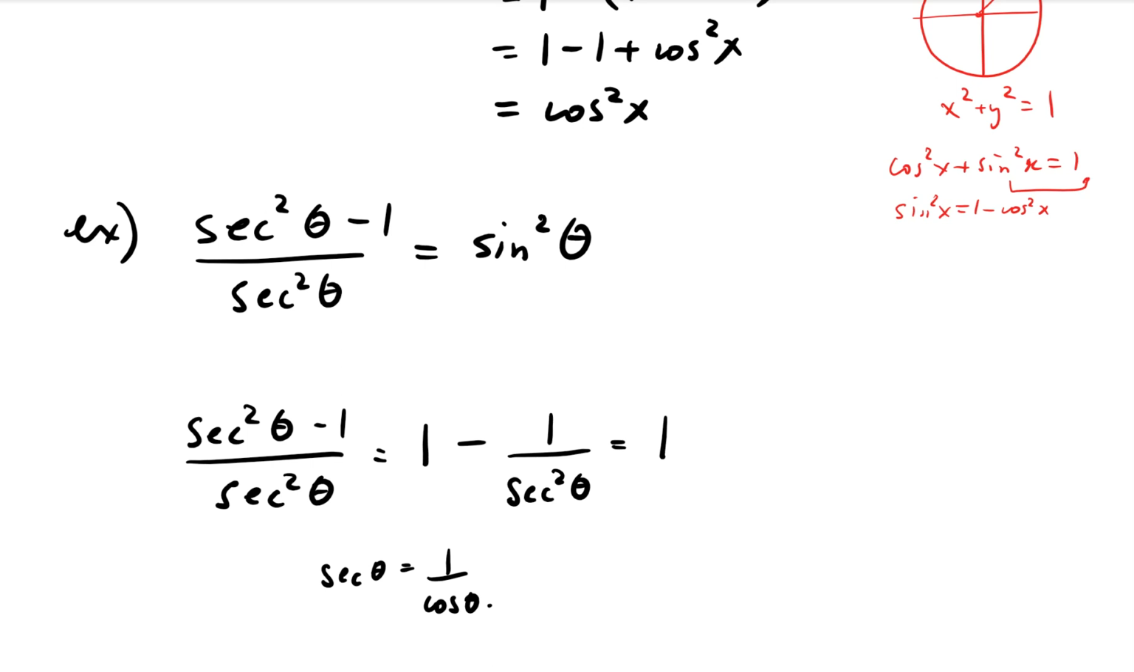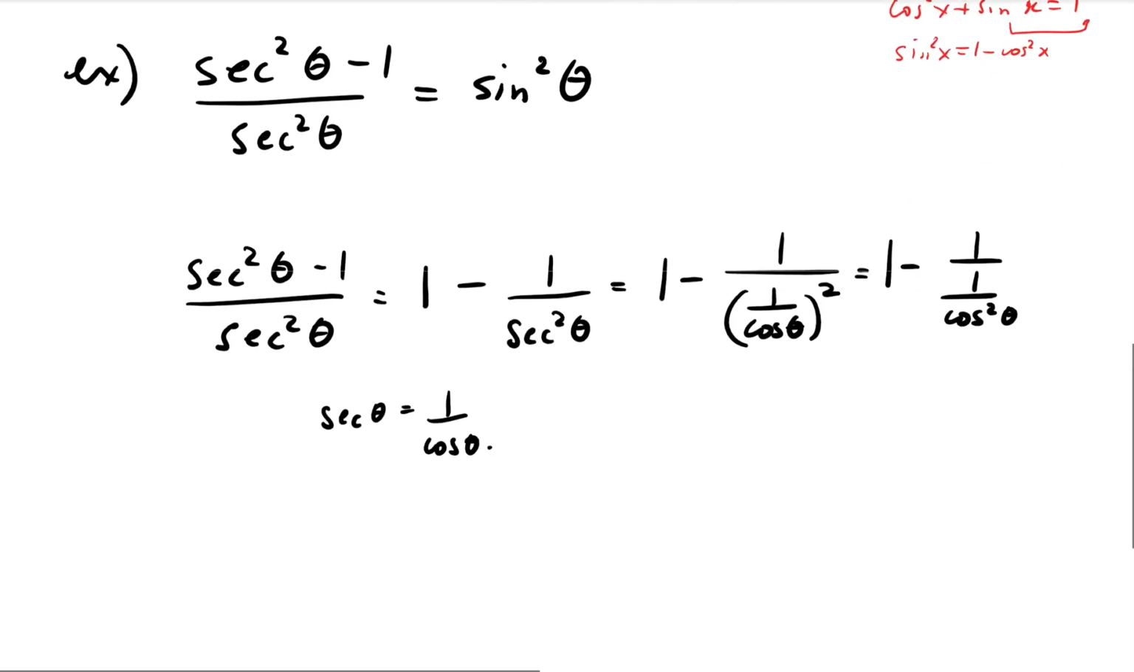And then I've decided to convert secant into 1 over cosine. So this is 1 over cosine squared, like that. So this is 1 minus 1 over cos squared. And 1 over something is just the reciprocal of the denominator. So that's going to be 1 minus cos squared.